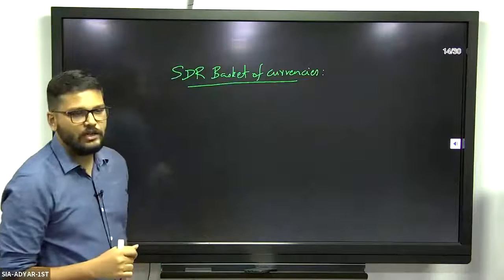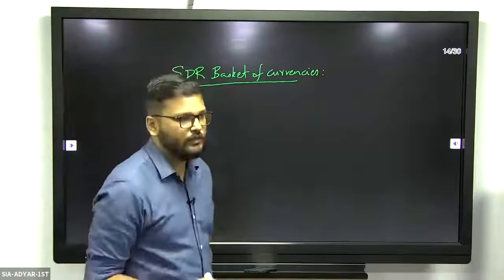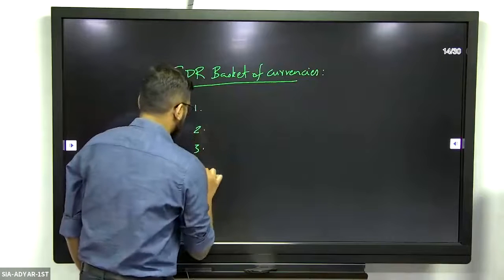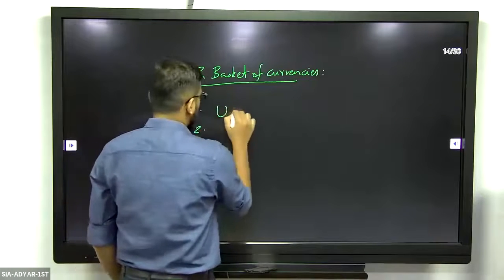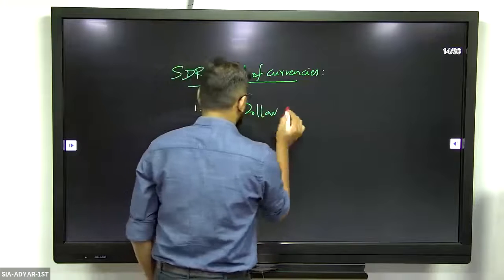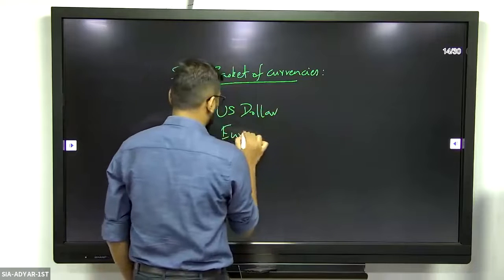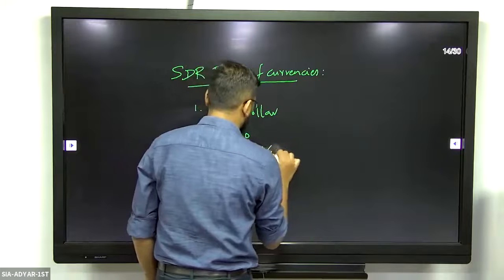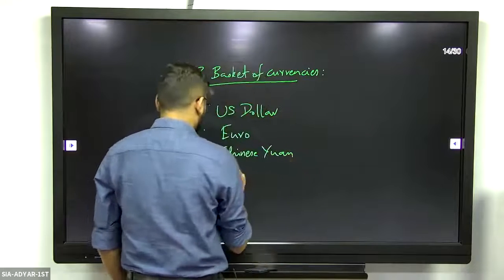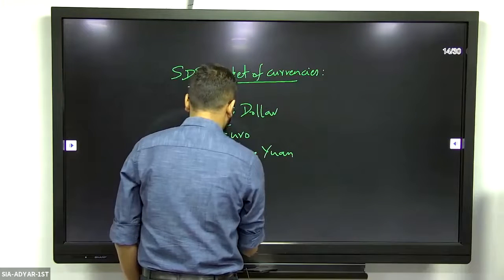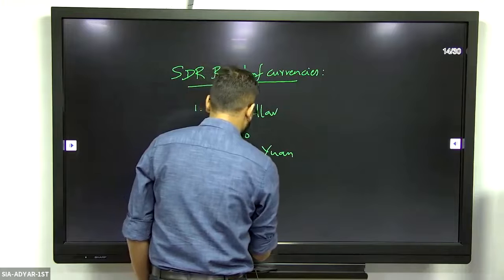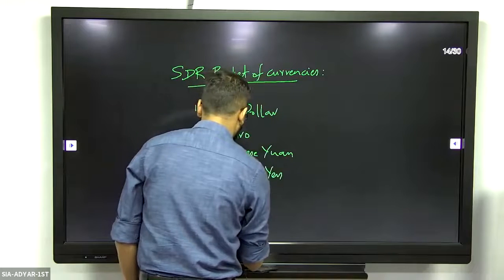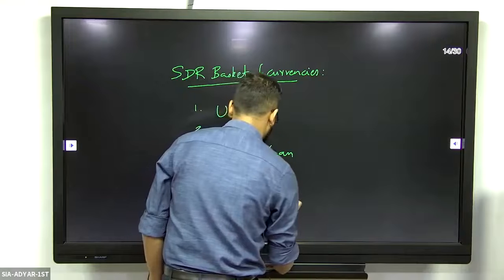There's something called the SDR's basket of currencies. There are 5 currencies in the SDR basket of currencies: 1, US dollar; 2, euro; 3, Chinese yuan; 4, Japanese yen; 5, British pound sterling.